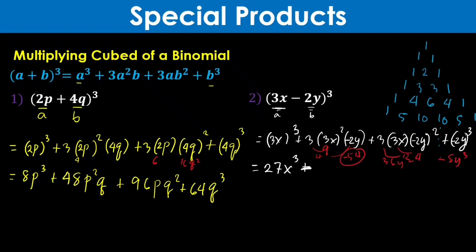So finally, we have here minus 54 x squared y, plus 36 x y squared, then minus 8 y cubed. That's now the product of our cube of a binomial.